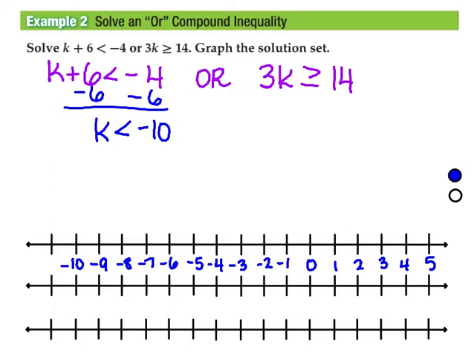Okay, so tell me about that graph. What's it going to be? Yep, open circle where? An open circle on -10. Let's see, there we go. And which way am I going to shade? To the left, because it's less than.